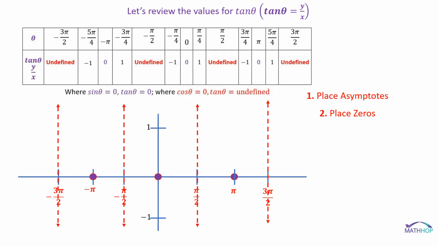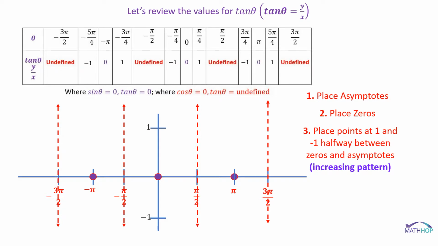Okay, the next step. Now, normally, and on the next graphs, I will have pi over 4 and negative pi over 4. But I didn't put them here because I want you to notice a pattern. We are going to place our 1 and -1 halfway between the zeros and the asymptotes in an increasing pattern. Now, granted, I know that you guys know the pi over 4 has a tangent value of 1. But look at the relationship. Look at what's happening. So yes, right here is pi over 4, and I have a tangent value of 1.